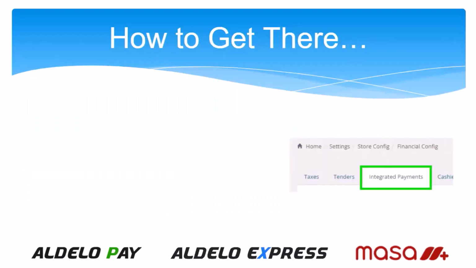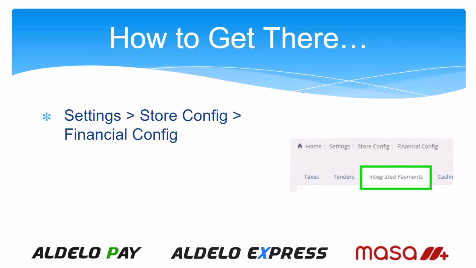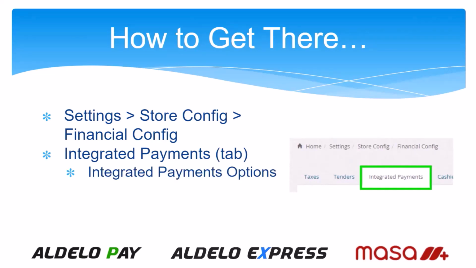All right, so to navigate to the integrated payments from the Express office, go to Settings, Store Config, Financial Config. And on the image you see on the right, you'll see the tab there. And we will be focusing on the Integrated Payments tab. The Integrated Payments tab is divided into three sections: Integrated Payment Options, Format Options, and Print Options.